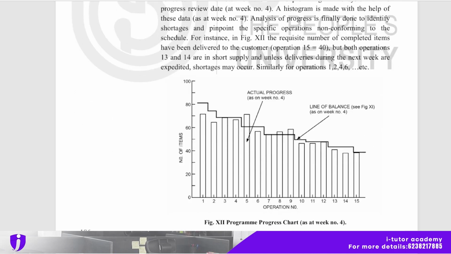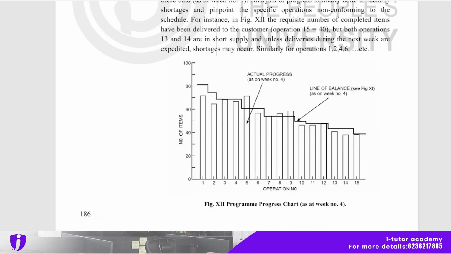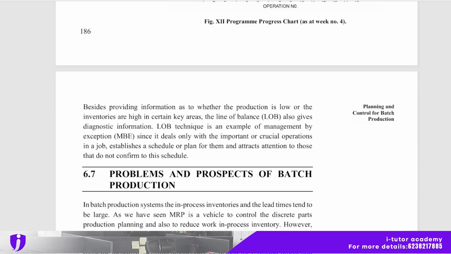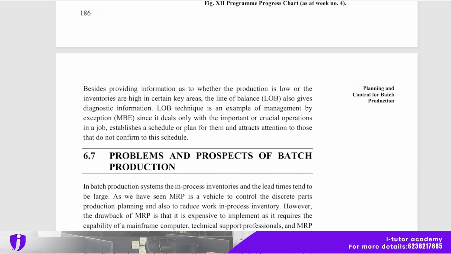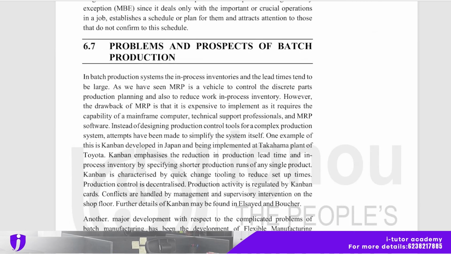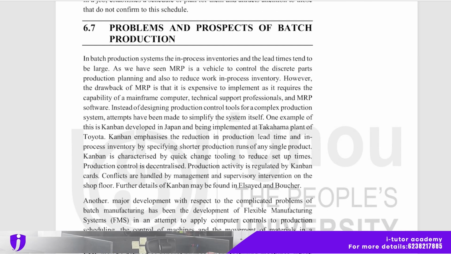Okay, please refer to your MMPC 009 Unit 6, subsection 6. Besides providing information as to whether the production is low or the inventories are high in certain key areas, the line of balance also gives diagnostic information. And the LOB technique is an example of management by exception, since it deals only with the important or crucial operations in a job and establishes a schedule or plan for them, and attracts attention to those that do not conform to this schedule.